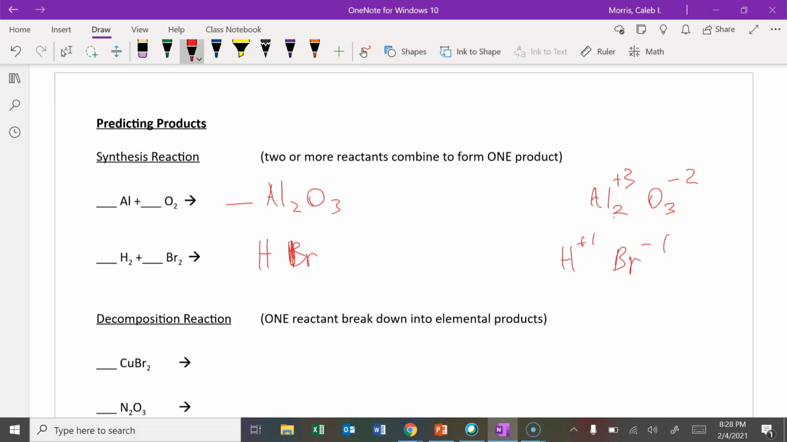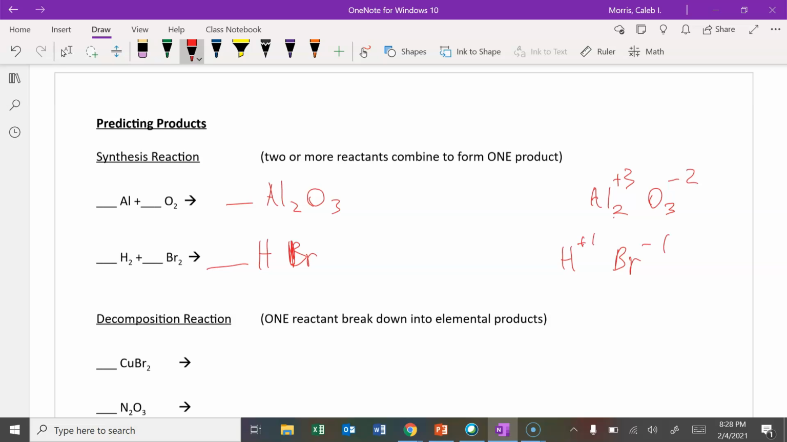Excuse my sloppy writing, HBr. Okay, and then we could balance these. Let's start with Al2O3, the synthesis of Al2O3. Well, I see that I've got 2 aluminums. I could start there, but let's check oxygen first.